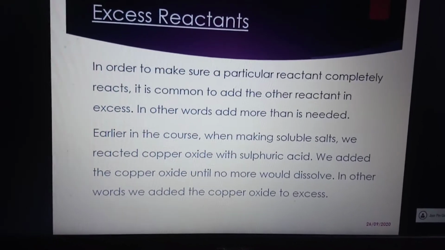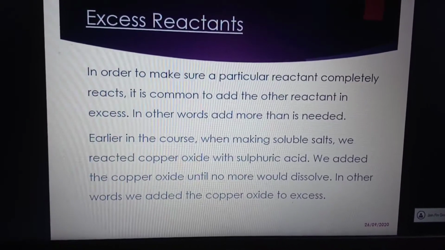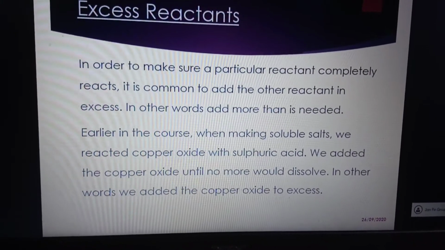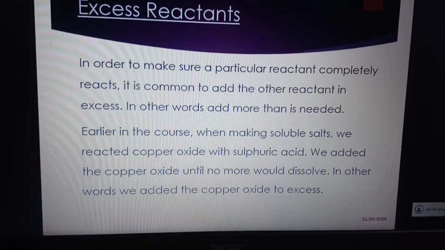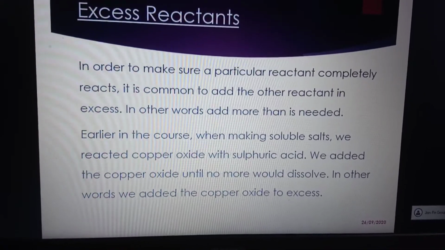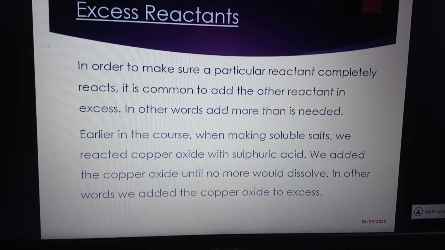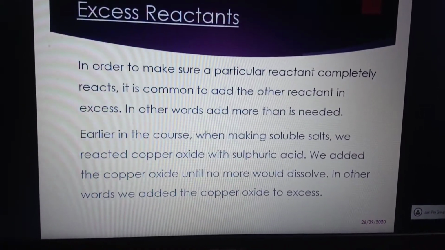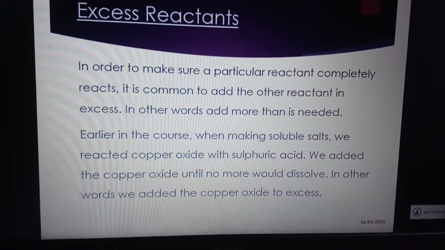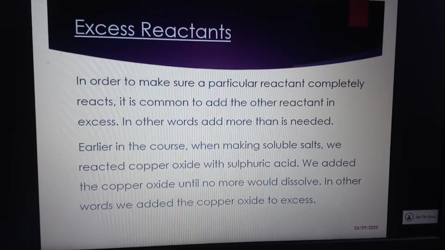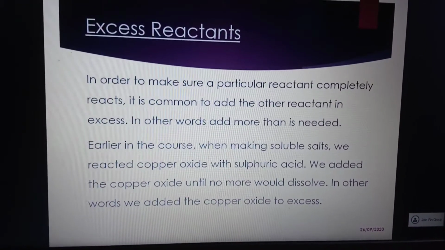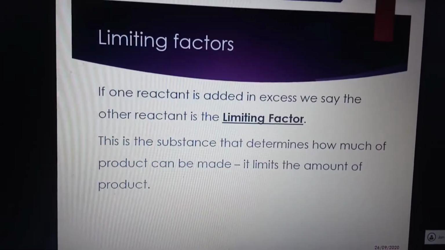Now, because earlier in the course you were in lockdown, we will do this experiment. I will try and book this in as soon as you get back into school, and we can actually have a go again at reacting copper oxide with sulfuric acid to make a soluble salt, and we will add the copper oxide in excess to make sure that all the sulfuric acid is reacted away, and you've got more copper oxide than sulfuric acid, so almost more copper oxide than's actually needed.